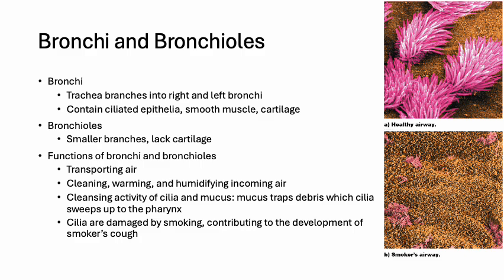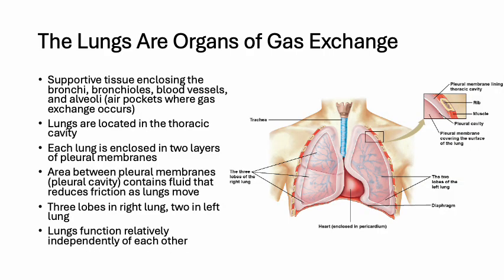As air moves deeper, the structures lose cartilage support but keep smooth muscle and cilia. These branches not only transport air, but also warm, humidify, and clean it further. Smoking damages the cilia, which is why smokers often develop a characteristic cough as their body struggles to keep debris out without this defense. The lungs are the ultimate destination of inhaled air.